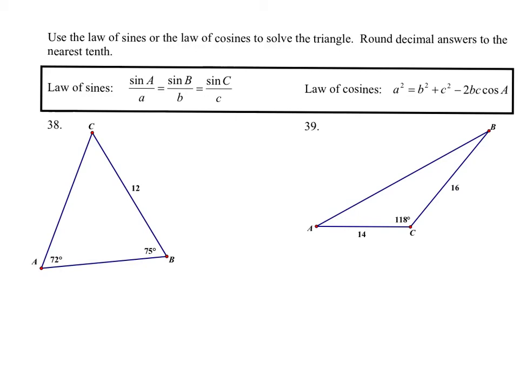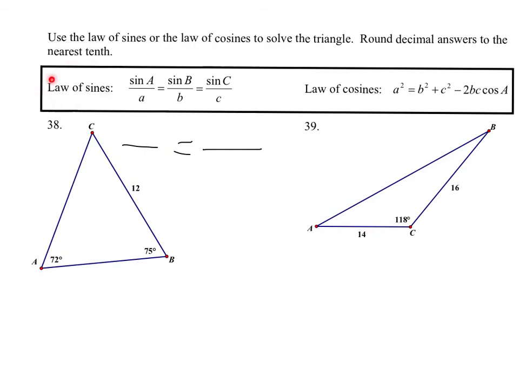So that's where we're going to use these newer formulas, the law of sines and the law of cosines. Now, the law of sines, you see there are three fractions, but you are only going to do two at a time. You're only going to set up one fraction equals another fraction. So that way you can cross multiply and solve. So let's take a look at number 38.